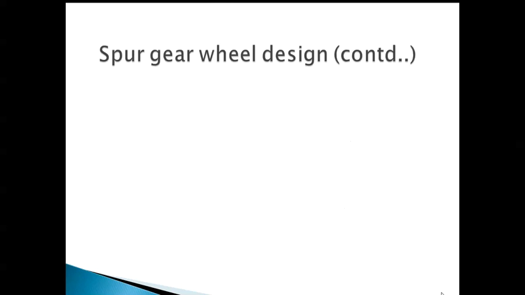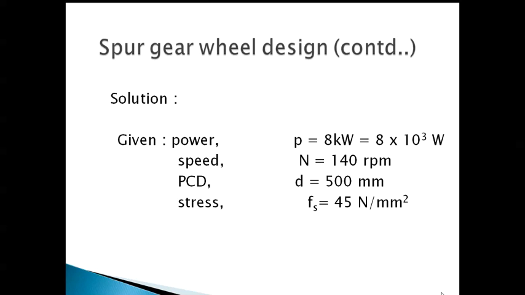So first we will see the given data. Power is 8 kilowatt, that is 8 into 10 cube watts. Speed is 140 rpm. PCD, the pitch circle diameter, is 500 mm. The shear stress developed in the shaft is 45 Newton per mm square.